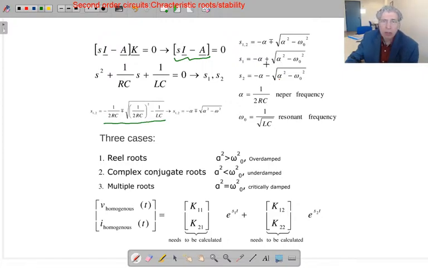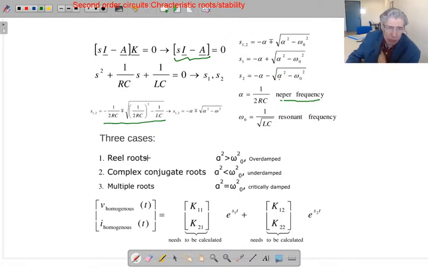So if there is a complex root, the complex conjugate of this root is also another root. So this real part of this root is called Neper frequency. The inside of it is called resonance frequency.